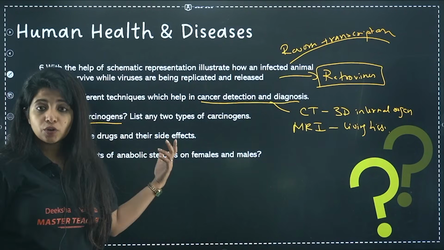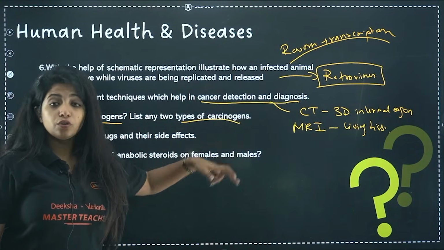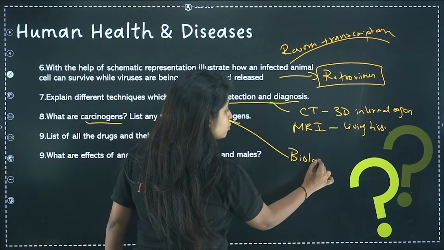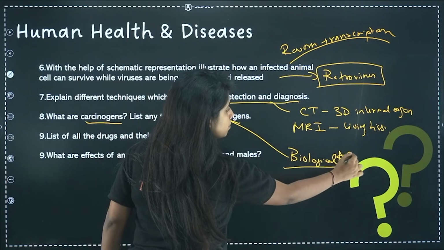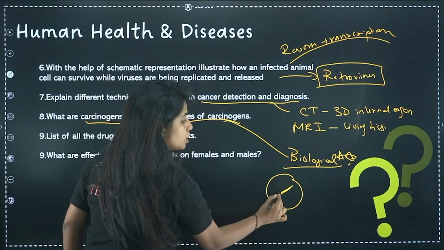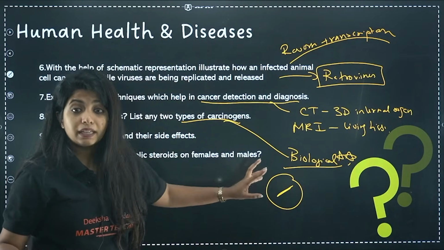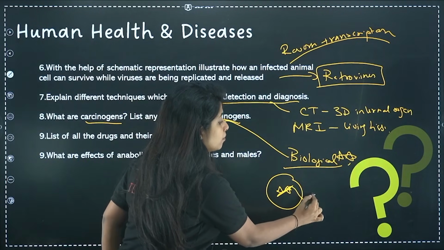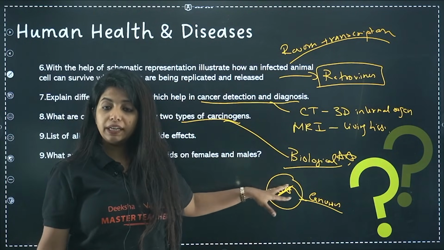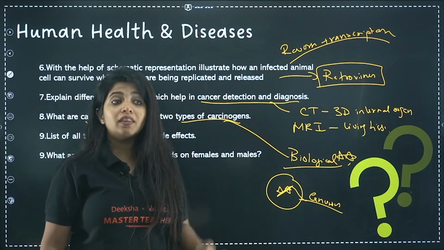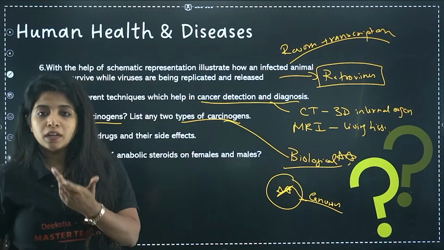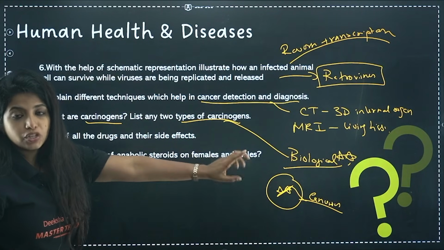Now, what are carcinogens? That means cancer causing agents. List any two types of carcinogens. You should know physical, chemical, biological carcinogens are there. The most important ones are biological carcinogens, such as oncogenes. In our cell, we have some proto-oncogenes which basically produce proteins. But if they get mutated, they make the cell cancerous. Apart from that, there are some viruses which have oncogenes and they transfer them to us, and then our cells also become cancerous. So please know about biological things.